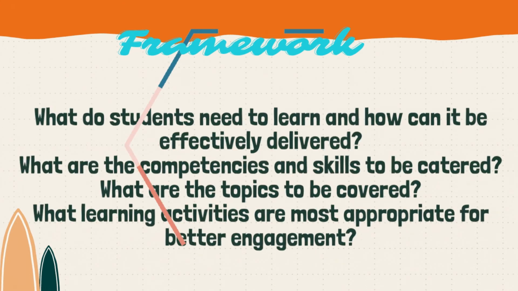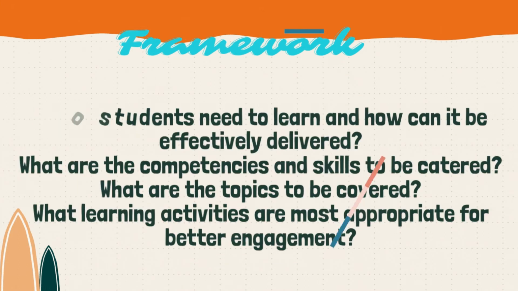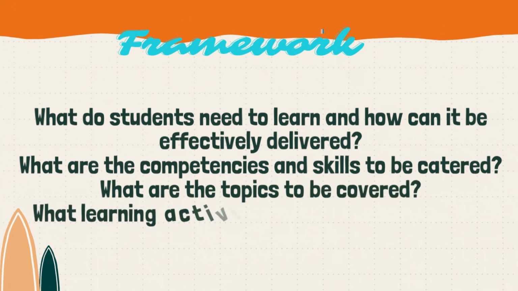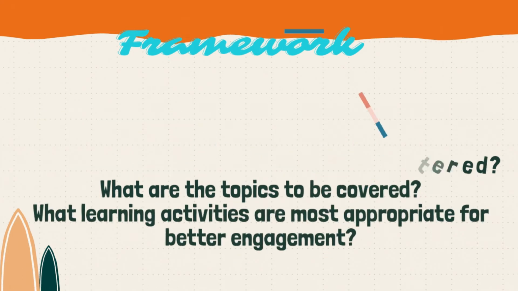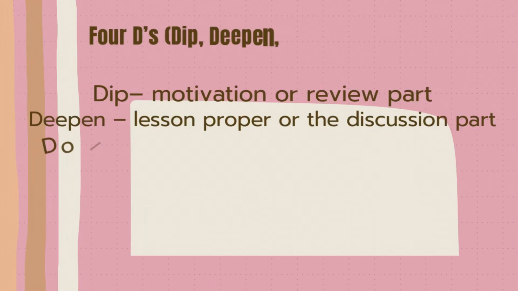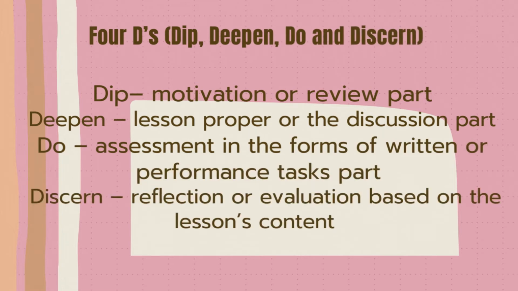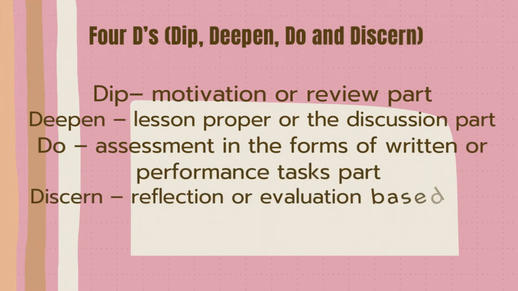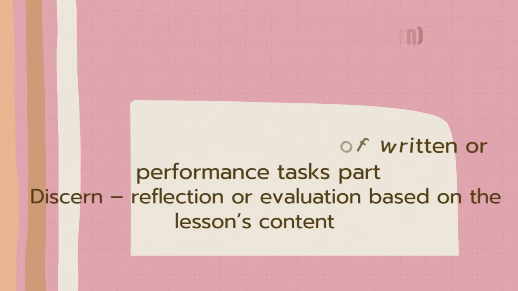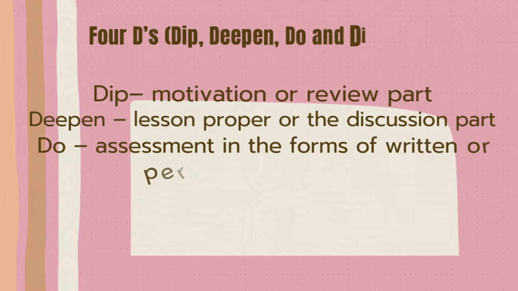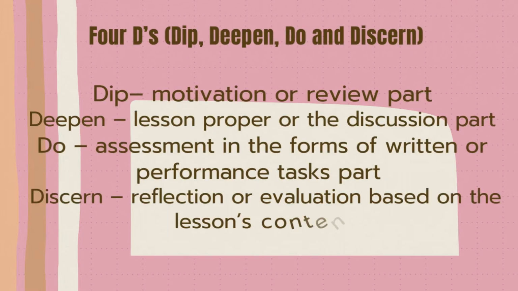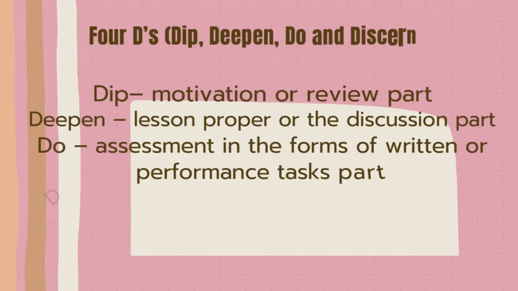Start with the unlocking of difficult words and activate their prior knowledge. Creatively deliver their reading time in an animated story and include a collaborative, group activity as an assessment. For English and literature, a teaching approach on the 4 Ds, dip, deepen, do and discern, is suggested. Dip, motivation or review part; deepen, lesson proper or the discussion part; do, assessment in the forms of written or performance tasks part; discern, reflection or evaluation based on the lesson's content.